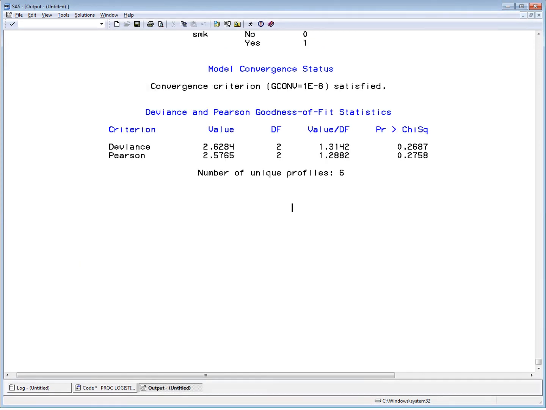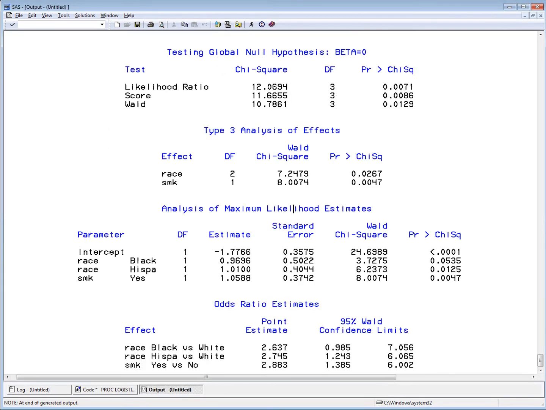There's our goodness of fit test. The p-values are both more than 0.05, indicating a good fit to our data. So that's good news. If we look at our overall tests of significance, all 3 of them are well below the usual 0.05 threshold. So all 3 of those tests agree that at least one of our variables is useful in predicting whether or not a mother has a low birth weight baby.